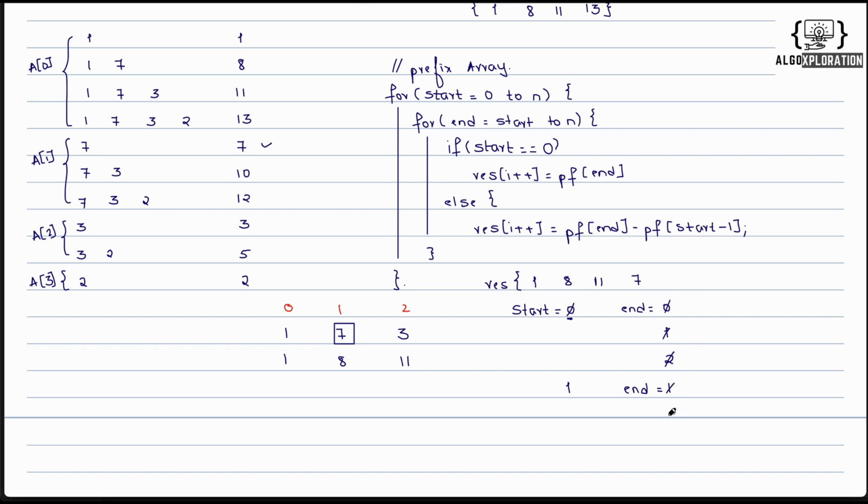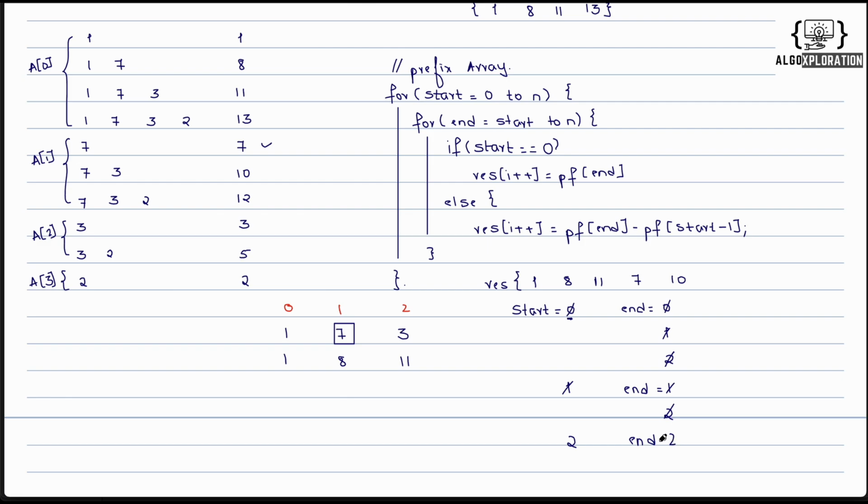Let's increment the end, that will be 2. Again, the else case will execute: pf of end, that is pf of 2, that is 11, minus pf of start minus 1, that will be 1. So the answer will be 10, right? If we try to find out the sum of these two, that will be 10. So 10 will get stored, right? The inner loop will be over and we will increment the start, that will be 2.